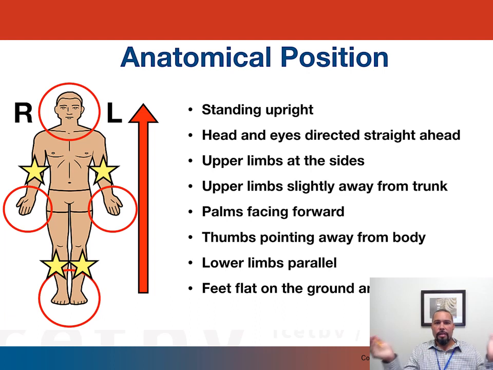Upper limbs are at the sides, not crisscrossed, and slightly away from the trunk. You don't want to have them here where you can't tell what's what. They're opened up a little bit. Palms always face forward, thumbs point away from the body, lower limbs are parallel, and feet are flat on the ground. So this would be a perfect example of the anatomical position.